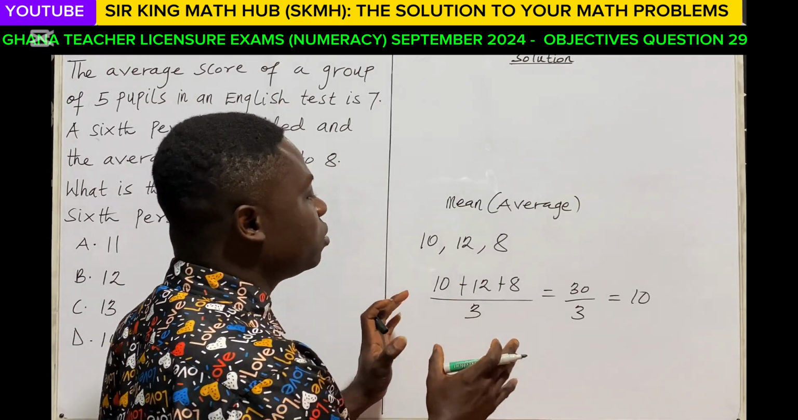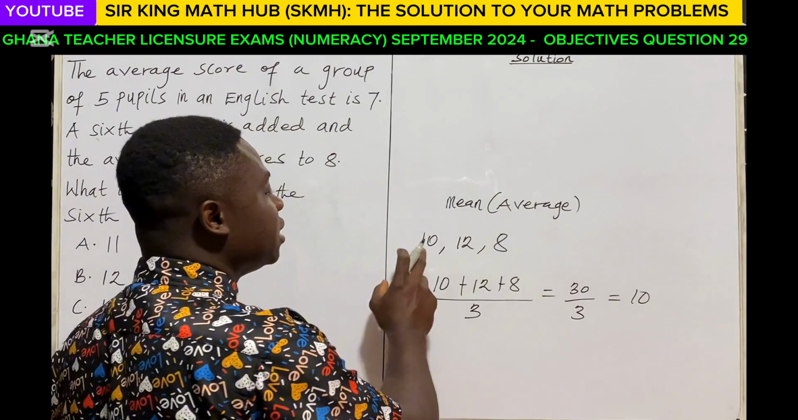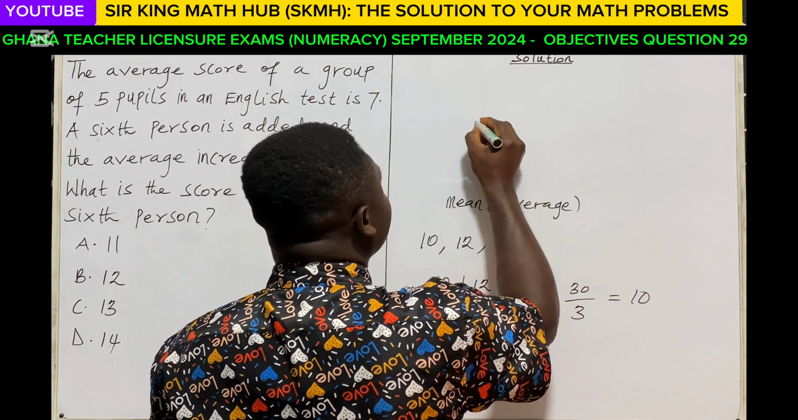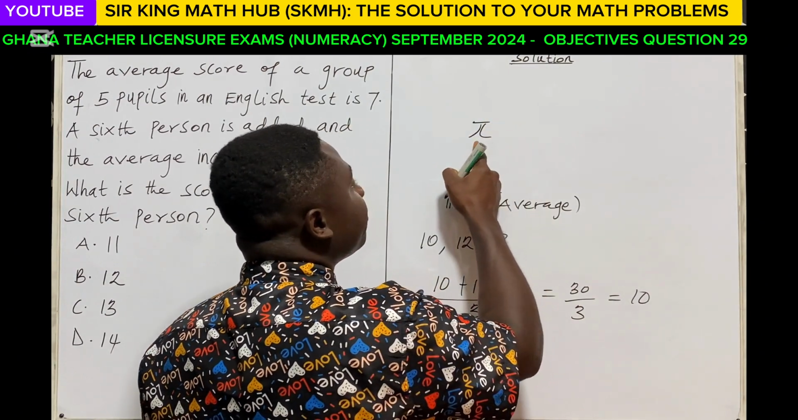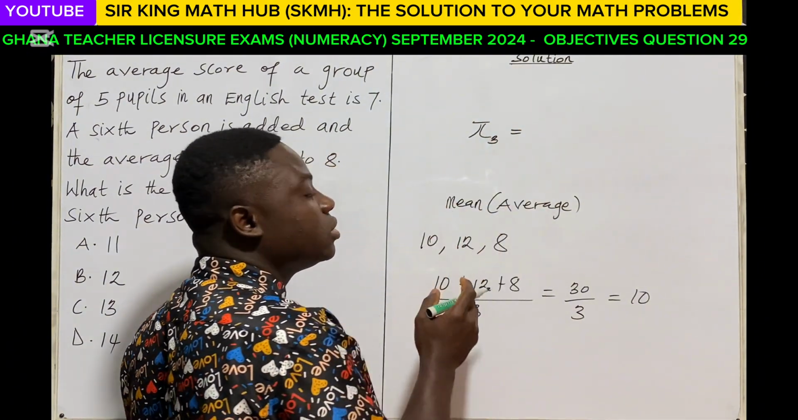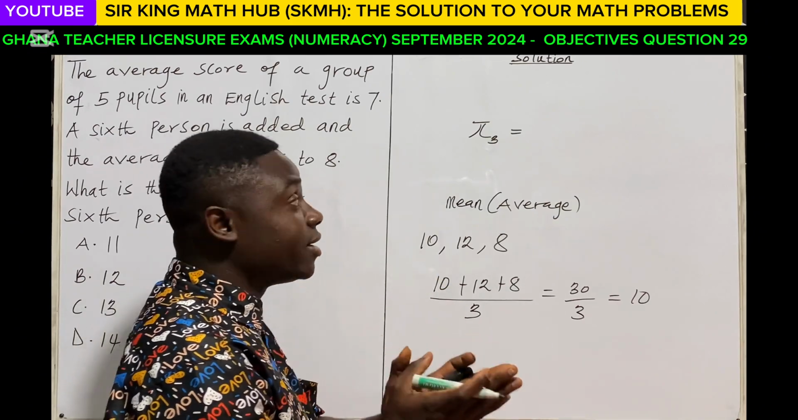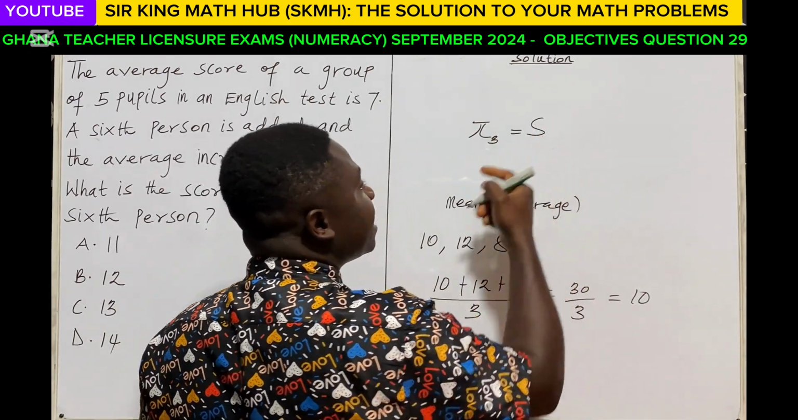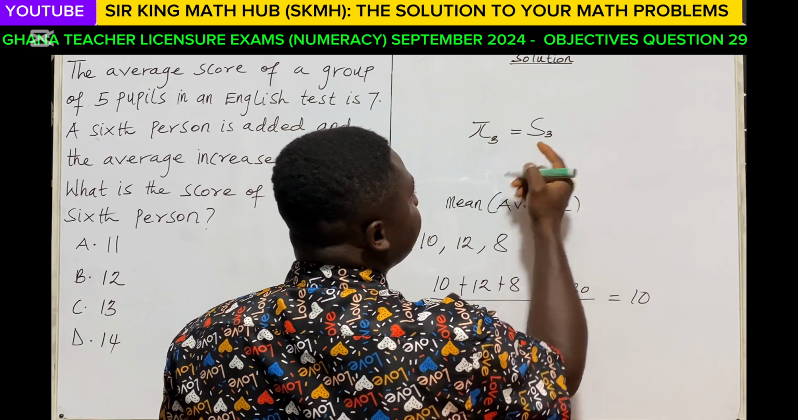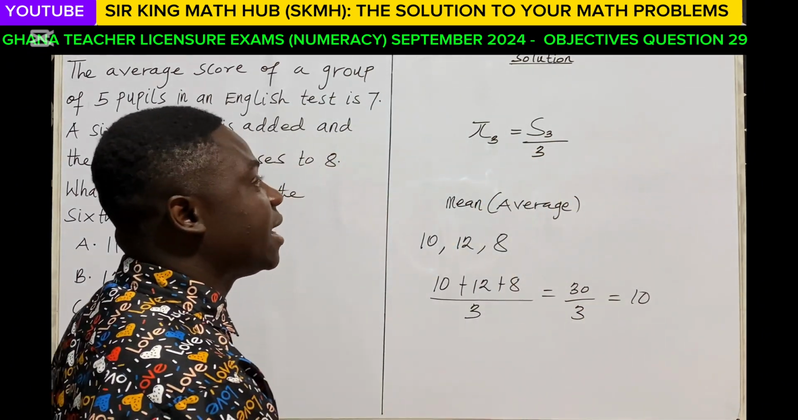So I want us to create a formula for calculating the mean. In this particular example, there are 3 numbers. So to calculate the mean of 3 numbers, so there is a symbol for writing mean. So the mean of 3 numbers is equal to the sum of the 3 numbers. Sum means adding the 3 numbers. So I'm representing S as the sum. So we need to sum up the 3 numbers and we divide by 3. So that is the formula.